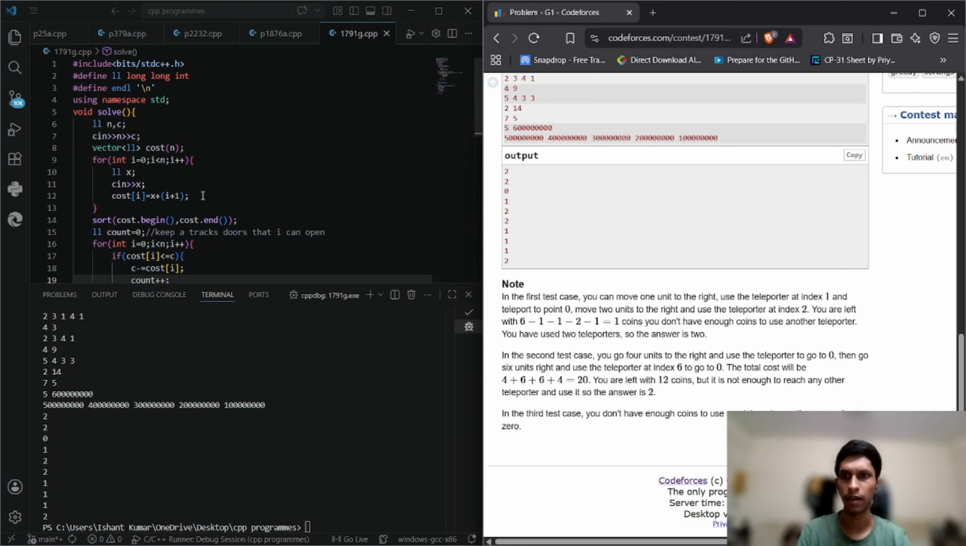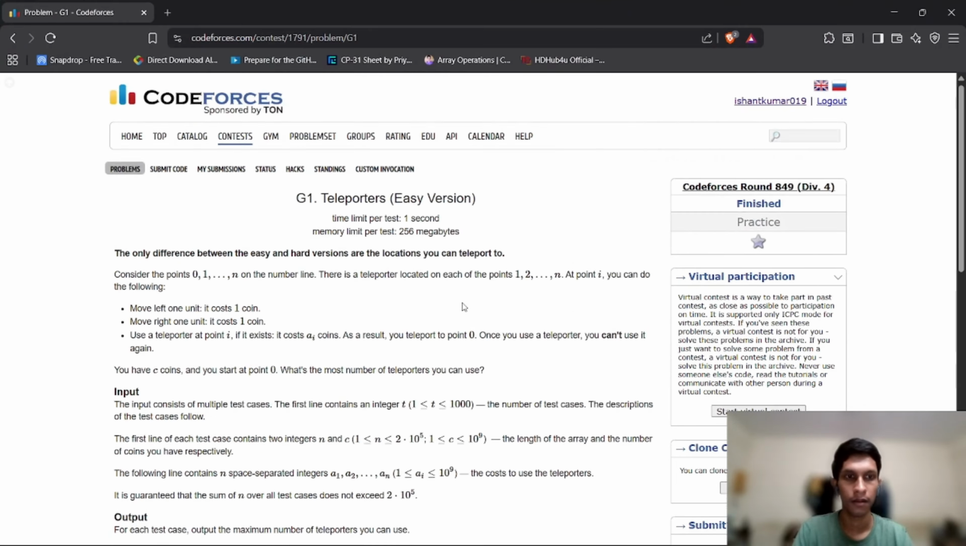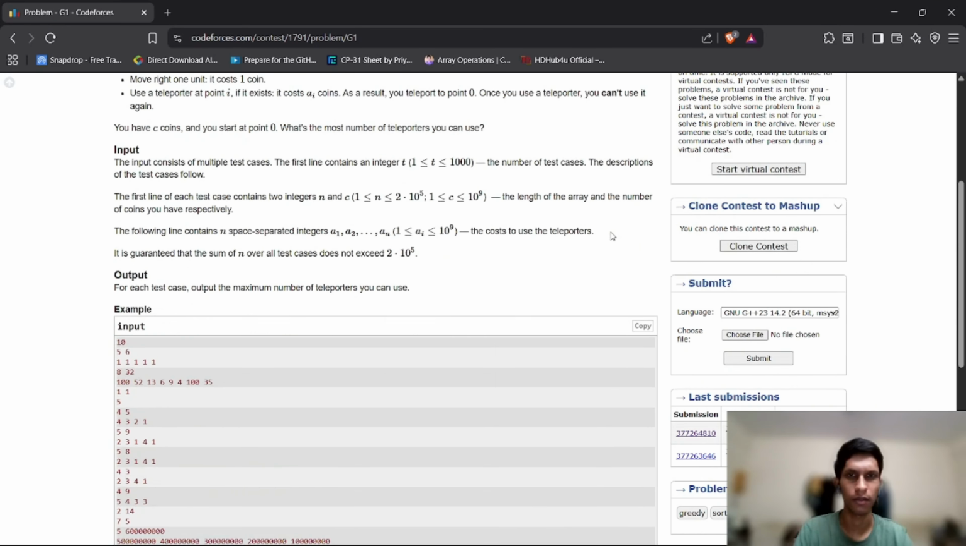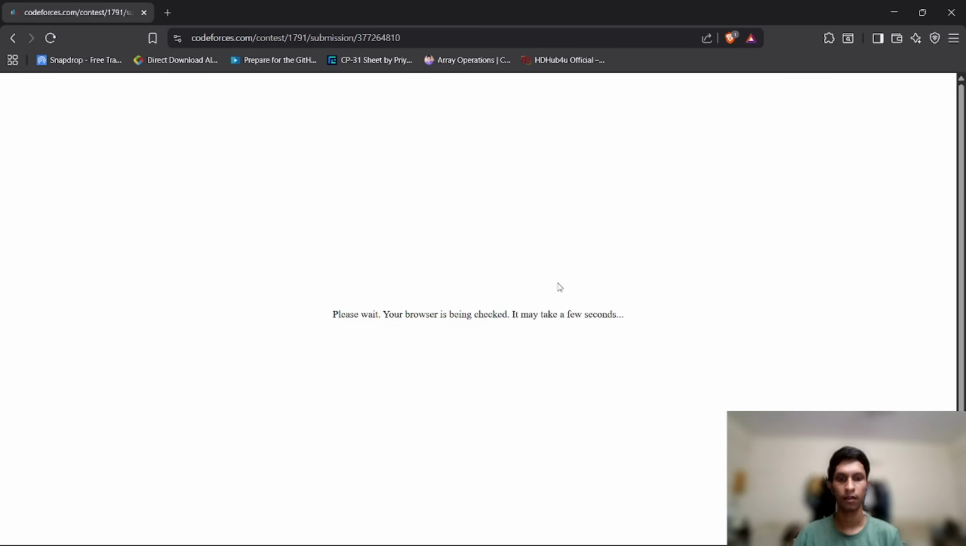We first have to calculate all the costs for each door. After that we have to sort. We do not have to sort before calculating. That's the thing for this problem. And this was all for this problem. I hope you understood it well. Thank you.